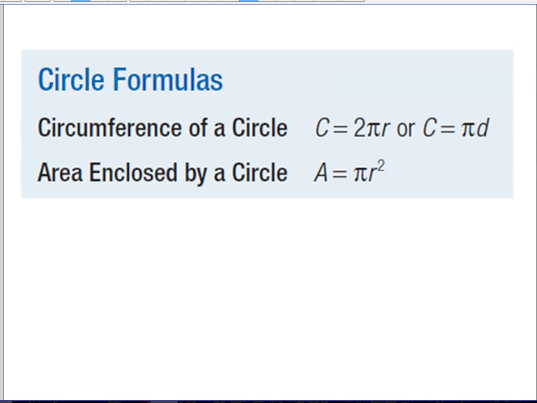So when we're looking at our formulas, the circumference, which again is a perimeter, the distance around a circle, can either be 2 times pi times radius or pi times diameter. And we just mentioned why, because the 2 times a radius is the same length as the diameter. And the area inside the circle is area equals pi times radius squared. Remember that represents radius times radius.